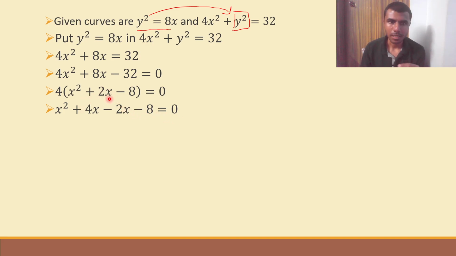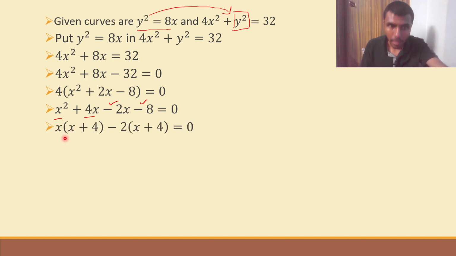Now next, this 2x I am going to write as 4x minus 2x, to factorize. In case you need help with factorization, I can help you in the comments, but I don't want to cover that here. 2x can be written as 4x minus 2x. Now in the first two terms, I can take x common. In these two terms, I can take minus 2 common.